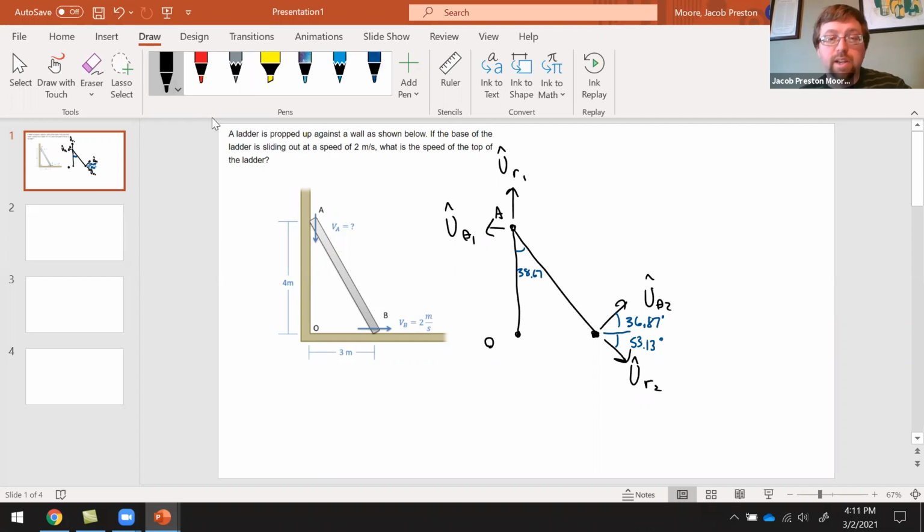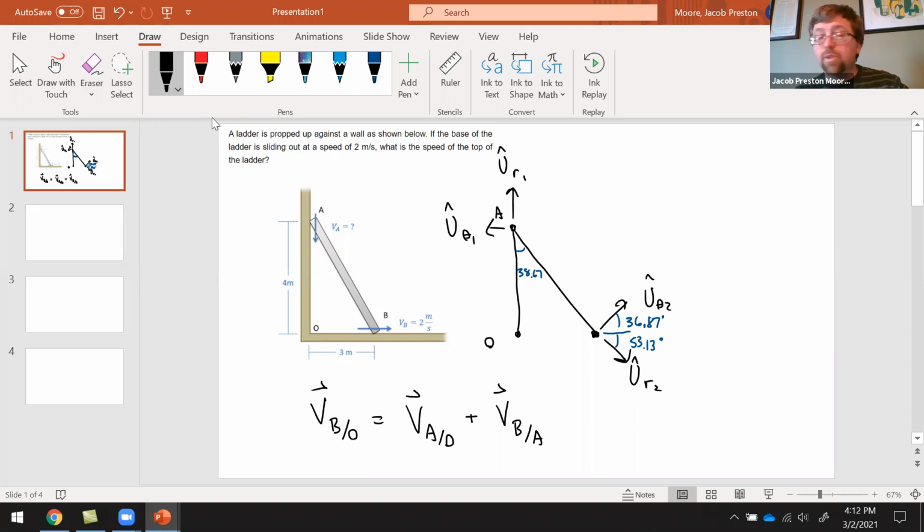Overall, the equation I'm going to use is the velocity of point B with respect to O. That's this velocity here, 2 meters per second in the x direction, and it is equal to the velocity of point A with respect to O plus the velocity of point B with respect to A. I know a little bit about the velocity of point B. I want to know the velocity of point A with respect to ground, because that's the downward velocity at the top of the ladder, and then B with respect to A. I know it's rotating, but the length of the ladder is not going to change, so I can treat this like a simple rotation.